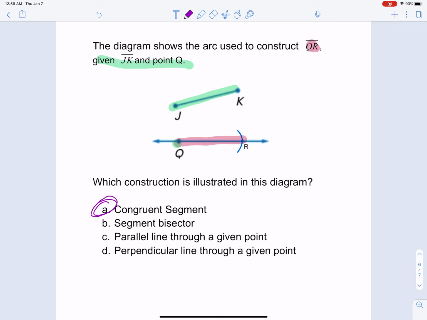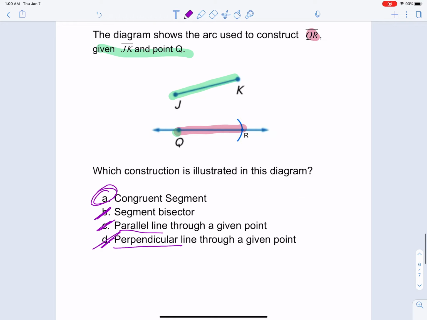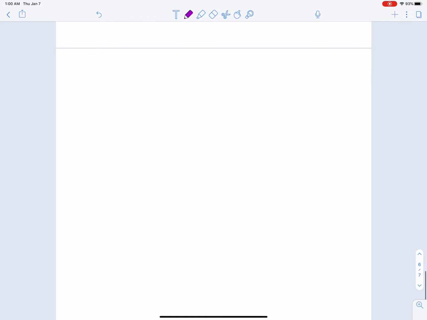Segment bisector is when you cut a segment in half and make two equal parts. Did we cut anything in half here? No. And then parallel lines. Do these lines look parallel to you? No. So it couldn't be this one, it couldn't be this one. Then perpendicular lines. Do these two lines make a perfect 90-degree angle? No. So the only answer that it can be is A. If you just use process of elimination, you will be great. It'll be perfect.